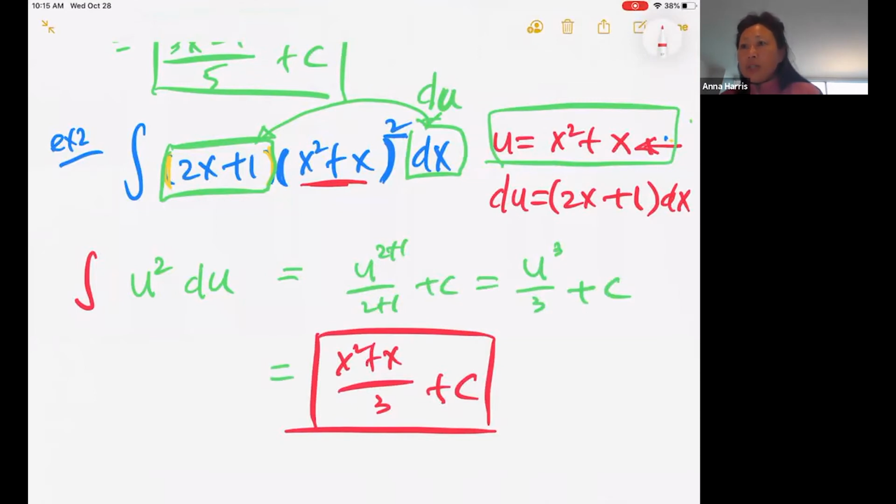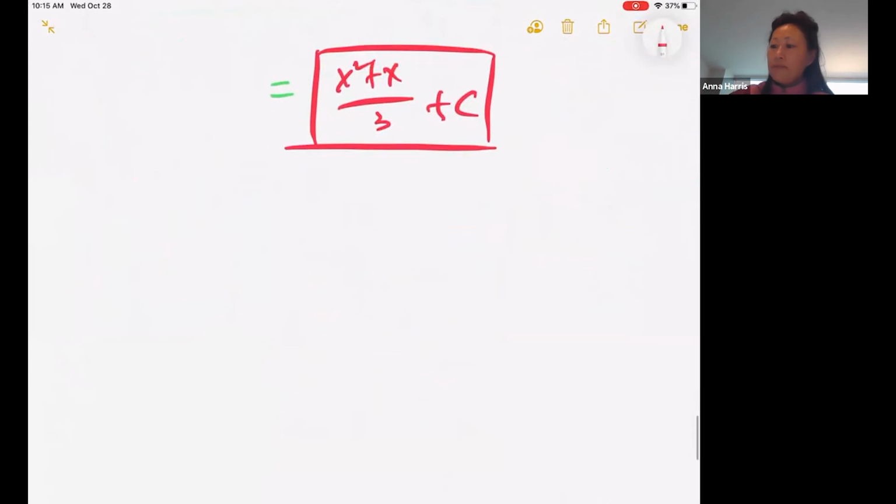All right, are you following me, class? Because you need to understand how to do u substitution to do antiderivatives. So I'm going to show you another example.